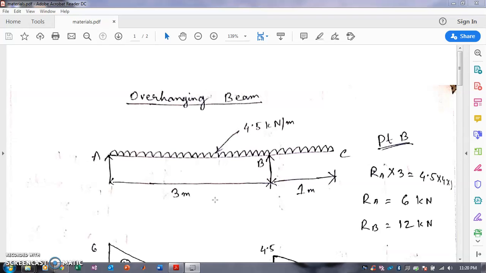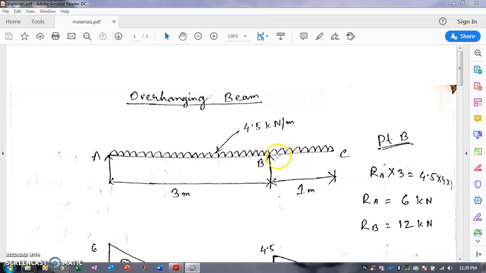We already discussed in the first class, that you can easily remember. We discussed the definition of an overhanging beam. It is basically a simply supported beam, and the simply supported beam overhangs from one or both of its supports. Here in the diagram we can see that AC is an overhanging beam. AB is a simply supported beam, and it overhangs from the end B to BC. So AC becomes an overhanging beam, and BC is basically like a cantilever beam.